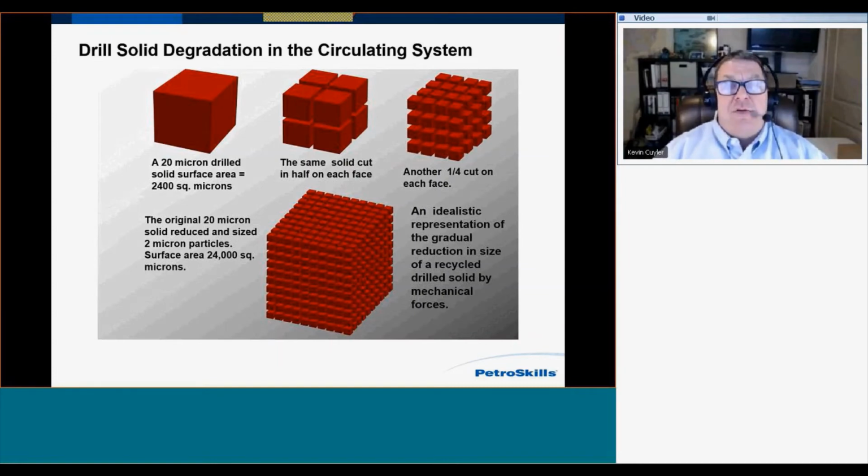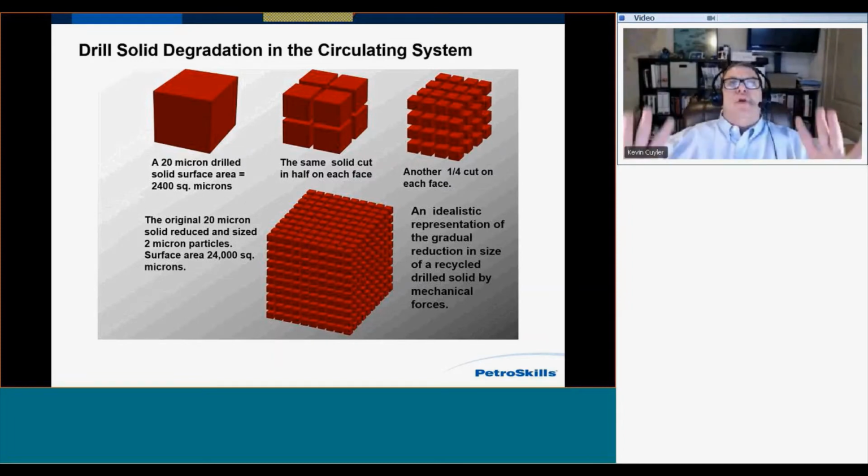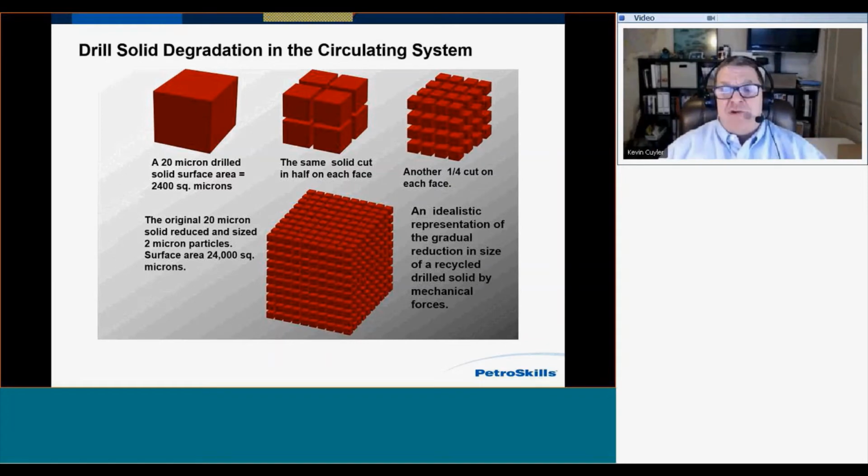Anytime you have an increase in surface area, you have an increase in pump pressure, because it's taking more force to move those solids up in the wellbore. As we talked about, you have an increase in ECD. You have more fluid loss going to the formation, and an increased chance of differentially stuck pipe. And as the solids get smaller and smaller, it becomes more difficult to remove them.